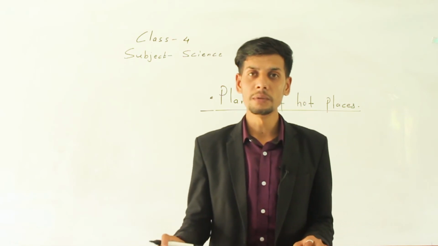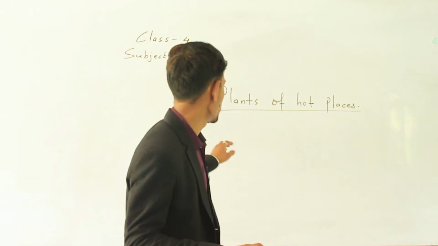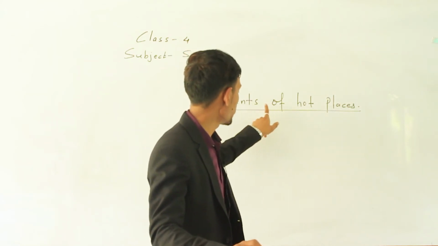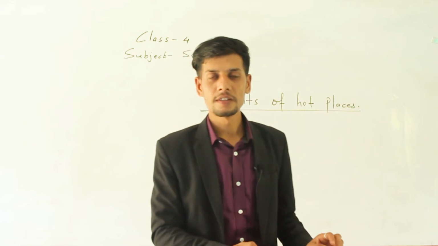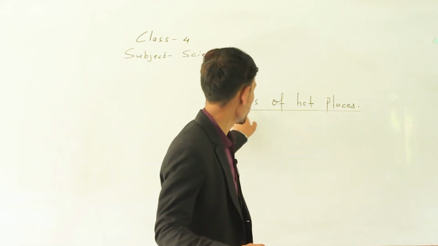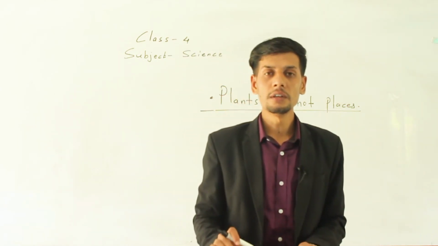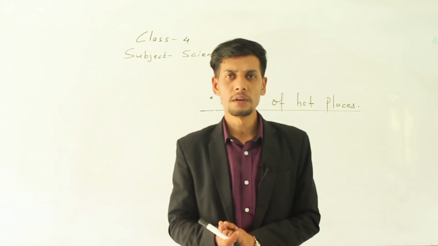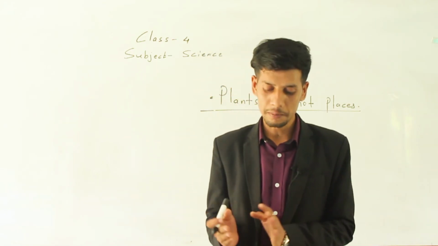They are called timber plants, and most timber plants are found in hot places, like sal. Sal is one of the best examples of plants of hot places. And in nature, we can see different types of plants surviving in hot places.